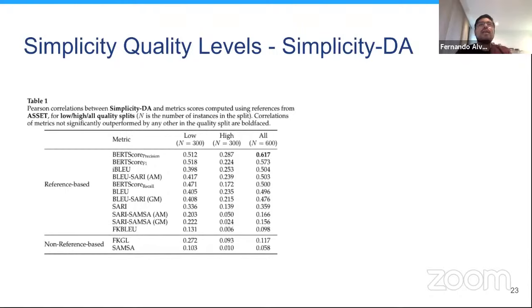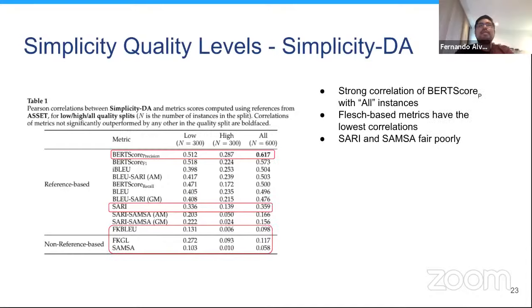First, simplicity DA, which is the new data set that we collected. Here we can see that there is a strong correlation for BERTScore precision when all the instances are used. Flesch-based metrics, as expected, have a very low correlation. So if you still believe that Flesch could be used for measuring simplicity at the sentence level, please don't. And very surprisingly, metrics that are focused on simplification, which are SARI and SAMSA, also fare very poorly, which is a very interesting observation.